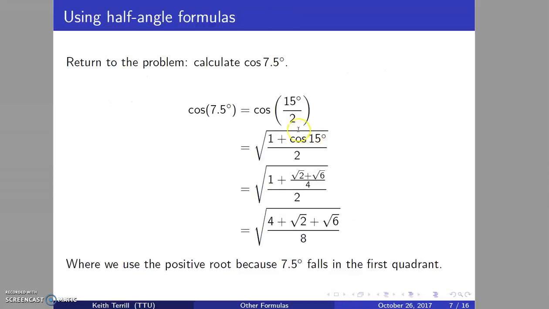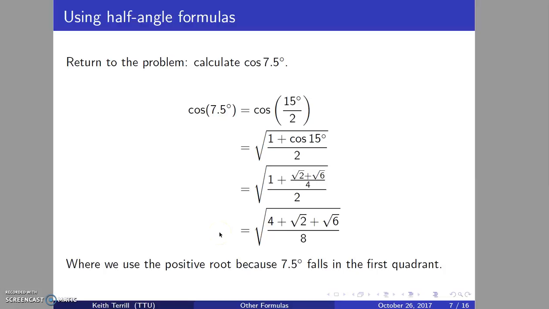But what I can do now is find the cosine of 7.5 degrees, right? 7.5 is in the first quadrant, so I'm going to use the positive square root of 1 plus cosine of 15 degrees over 2. And remembering from last time, or you can check yourself again, cosine of 15 degrees is root 2 plus root 6 over 4. So add that to 1, I've got 4 plus root 2 plus root 6 all over 4, and that comes down to be the square root of 4 plus root 2 plus root 6 over 8, all positive. And that is the exact value of cosine of 7.5.